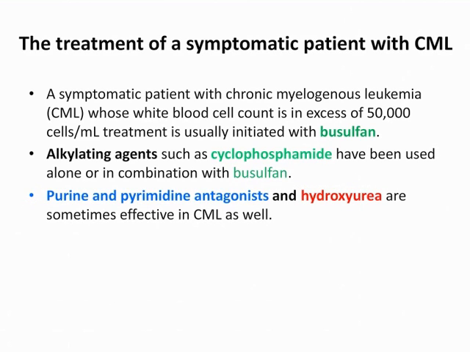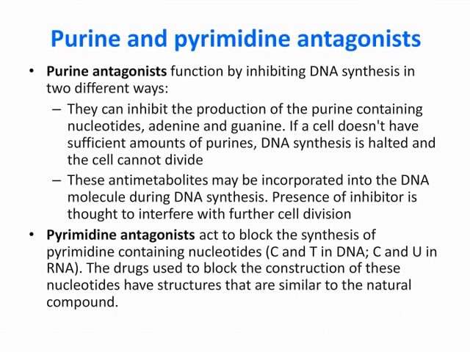So purine and pyrimidine antagonists and hydroxyurea are also sometimes effective in CML. Purine antagonists function by inhibiting DNA synthesis in two ways. The first way is inhibiting production of the purines adenine and guanine. If the cell doesn't have enough purines, then we're not going to be able to base pair, so DNA synthesis will be halted and the cell cannot divide. Another way is they have anti-metabolites that they can incorporate into the DNA molecule during synthesis, and this is going to interfere with cell division.